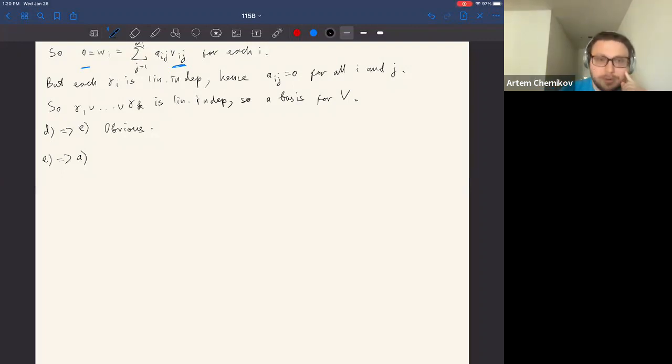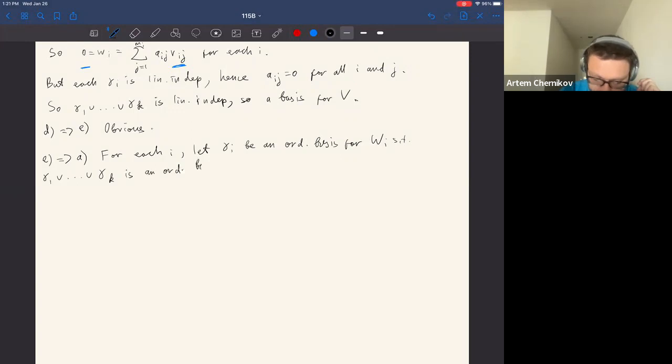So, all right, E tells us that for each i, we have some gamma i, an ordered basis for the subspace Wi, such that the union gamma 1, union gamma 2, etc., union gamma k is an ordered basis for V. Okay. So E guarantees us that there exists some choice of the gamma i's like this. Then, in particular, we have that V is the span of gamma 1, union gamma 2, etc., union gamma k, right?